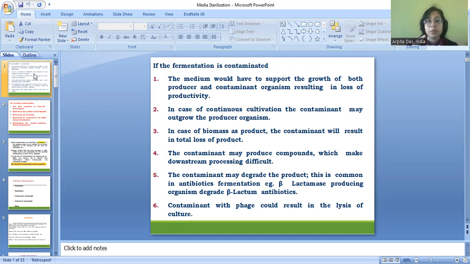So under upstream processing, we have studied media formulation, we have studied strain improvement, we have studied strain preservation. These three parts are important. And after that, another fourth unit or fourth section is important, which is called media as well as bioreactor sterilization. So the fourth part is media as well as bioreactor sterilization.